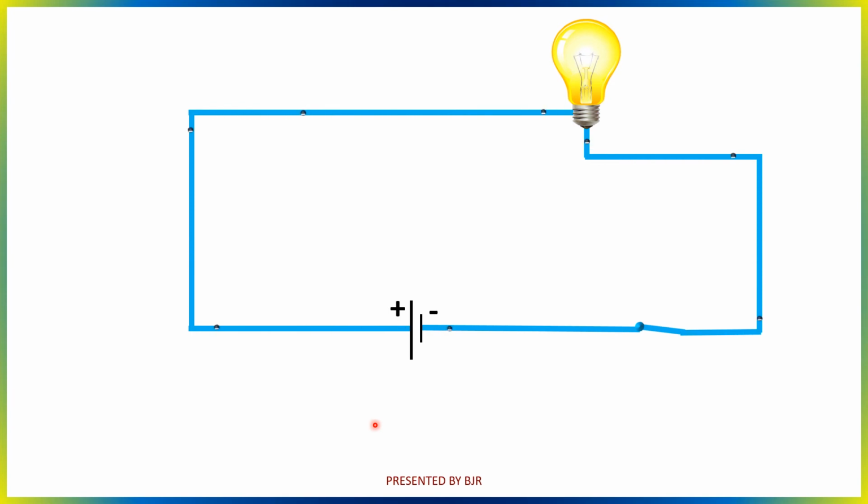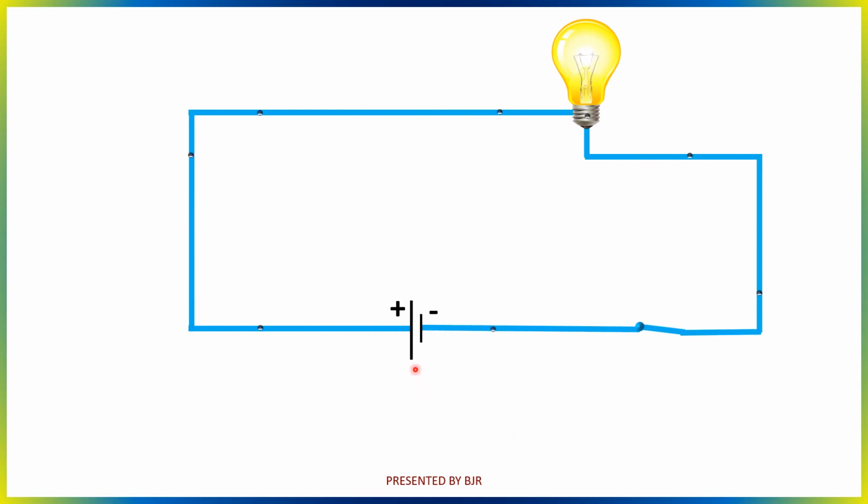But in case of electrolytes, we have both positive and negative ions movement, we can see in electrolytes. Okay, so here this is only the electron current. Now then what is the conventional current?